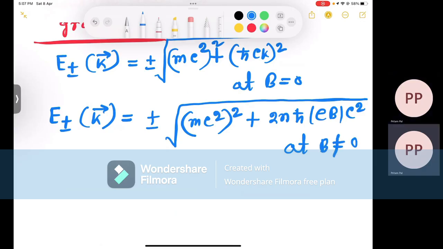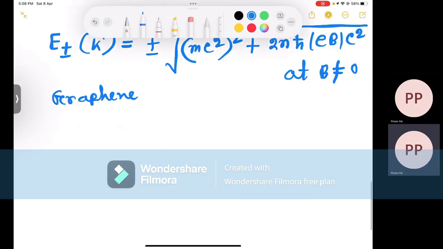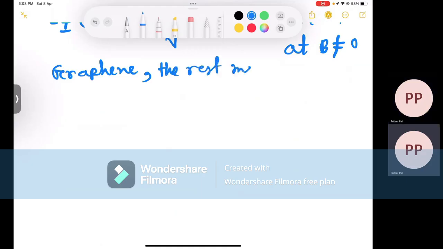Okay, so the derivation is quite involved actually; basically you consider the Dirac equation in the magnetic field. From there you can easily derive it. So in graphene, what happens? The rest mass is 0. Okay, in graphene the rest mass is 0.